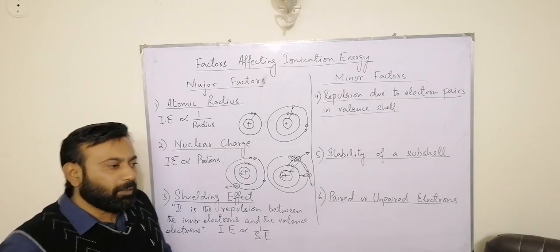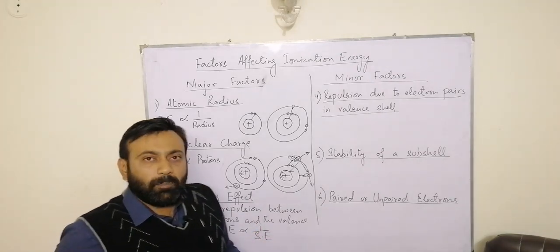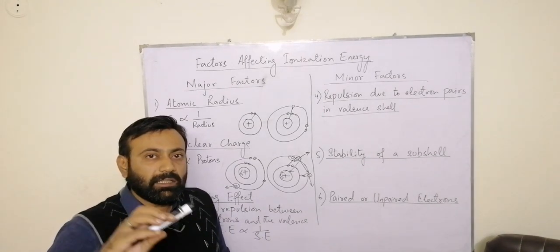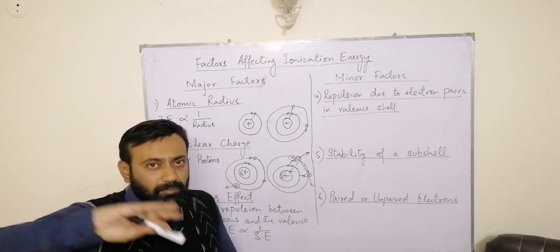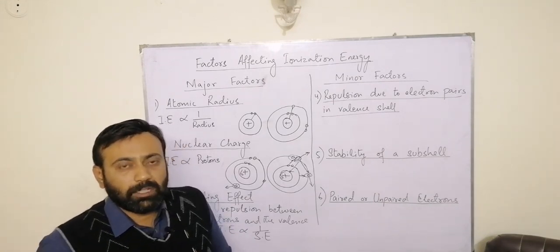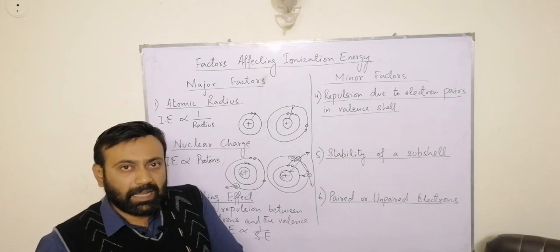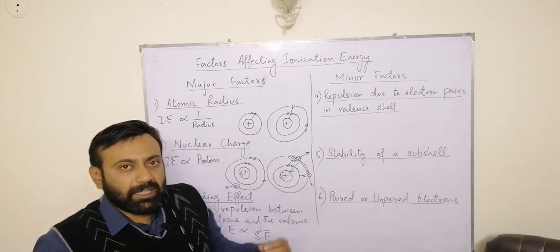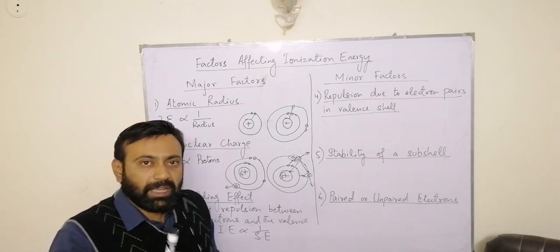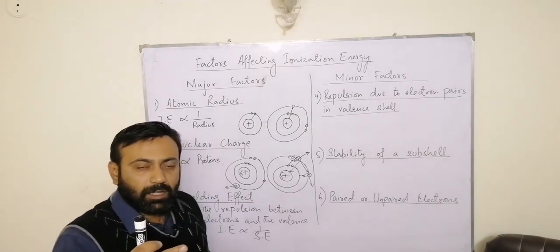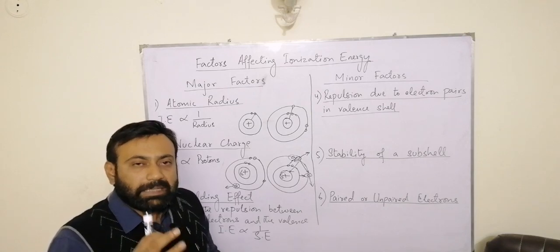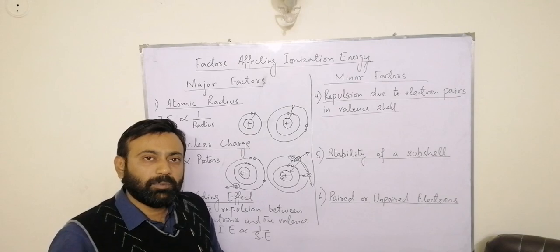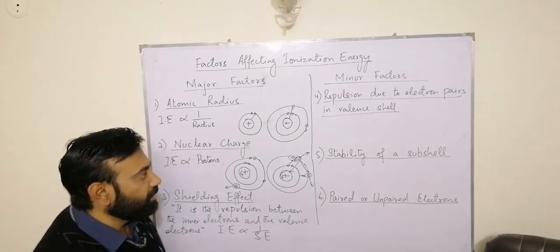So the greater the number of electron pairs present in the valence shell, excluding the one that we are about to remove from the outermost shell, other than that electron or electron pair, the number of pairs present in the outermost shell push the electrons outwards, so they decrease the ionization energy. So the number of electron pairs would be inversely proportional to the ionization energy.